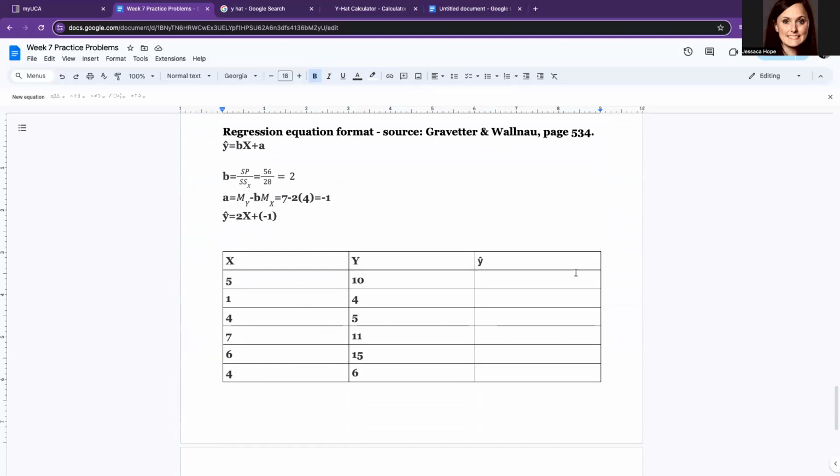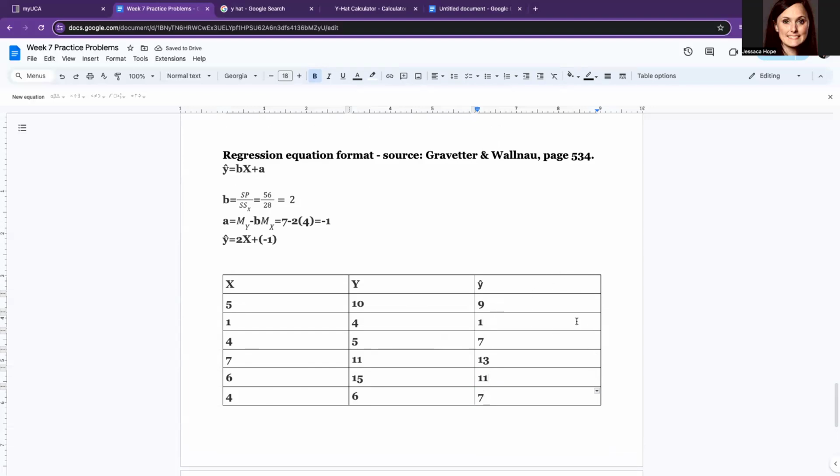So the y hat is going to be 2 times 5, which is 10, minus 1 is 9. 1 times 2 is 2, minus 1 is 1. 4 times 2 is 8, minus 1 is 7. 7 times 2 is 14, minus 1 is 13. 6 times 2 is 12, minus 1 is 11. 4 times 2 is 8, plus -1 is 7.